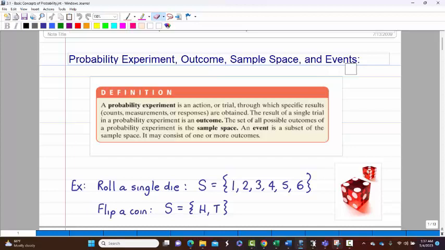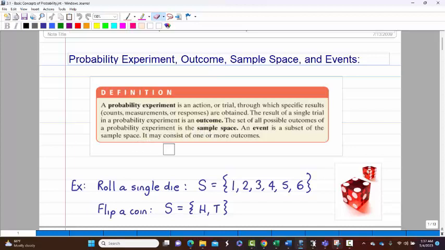So a probability experiment, as it defines here, is an action or trial which results in specific measurements. Things like flipping coins, rolling dice, spinning a roulette wheel, all kinds of things like that are considered probability experiments if you're trying to measure the results or outcomes from that experiment. The result of a single trial of a probability experiment is called an outcome. So let's say you're going to flip a coin 10 times and record heads or tails. For each one, there'd be 10 individual outcomes.